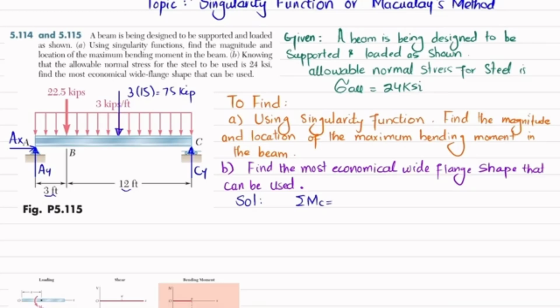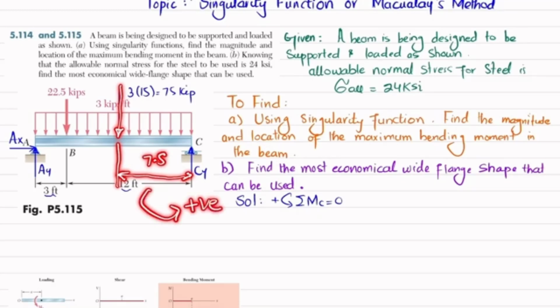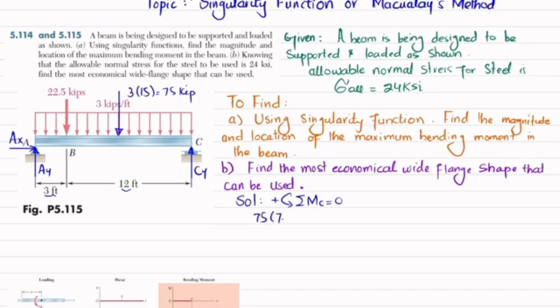We apply the equation of equilibrium that the sum of all moments about point C is equal to 0, taking counterclockwise moment as positive. The first moment is this point load, and the perpendicular distance is half of 15, which is 7.5 feet. It produces counterclockwise moment, so it is positive. Let me correct: 3 multiplied by 15 is 45, not 75. So I write 45 multiplied by 7.5.